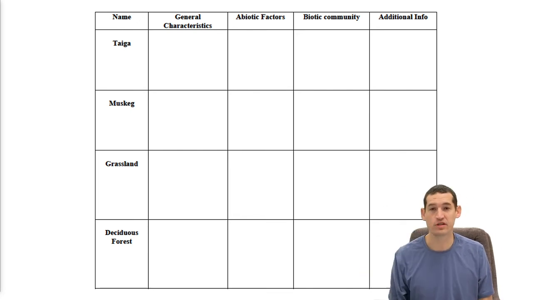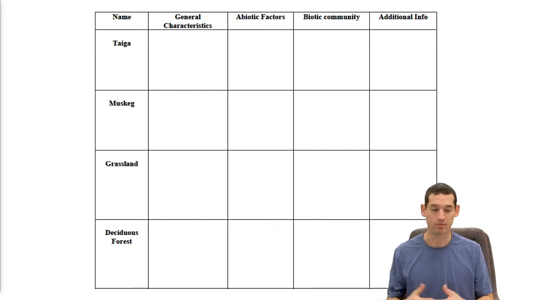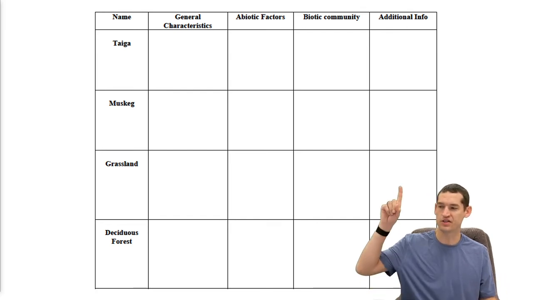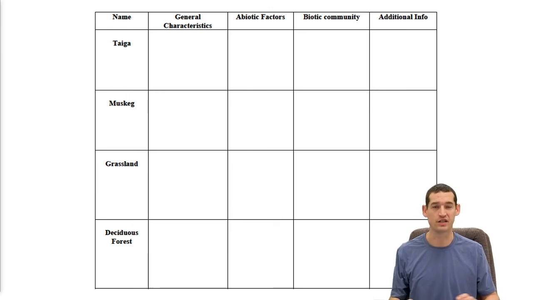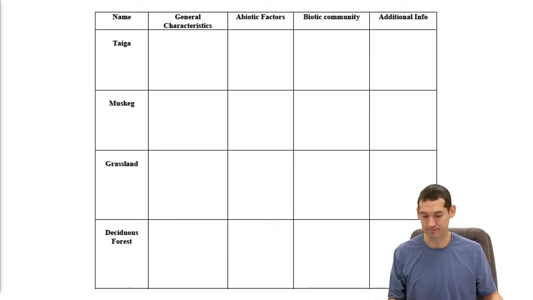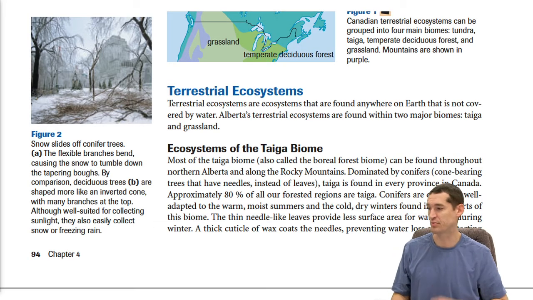The biotic community would be things that live there. What kind of animals might you find? What kind of plants and things like that will grow there? And then additional info is anything else that you find in your study that you just thought was interesting, something about that area that makes it stand out or makes it a little bit different from some of the others. So in order to do that, you're going to need to go to your textbook.